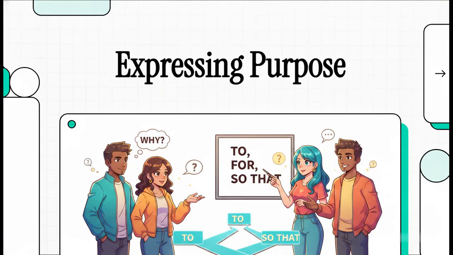Okay, today we are tackling a really common but honestly super frustrating linguistic puzzle. We're talking about how you correctly explain why you do something in English. How do you express your purpose? We generally reach for the words to, for, and so that. But knowing exactly which one of those to pull from your toolbox, that's the real trick.